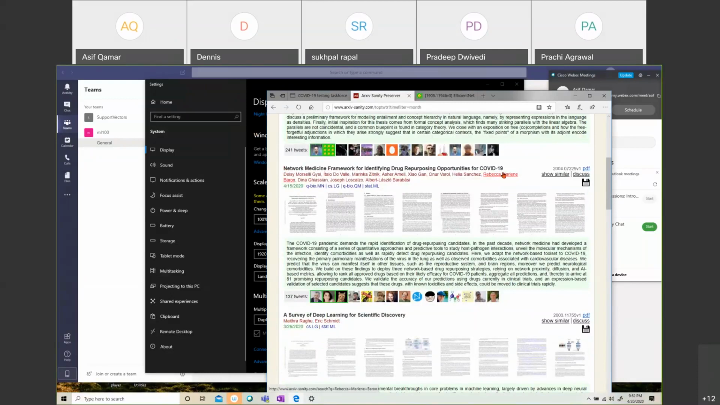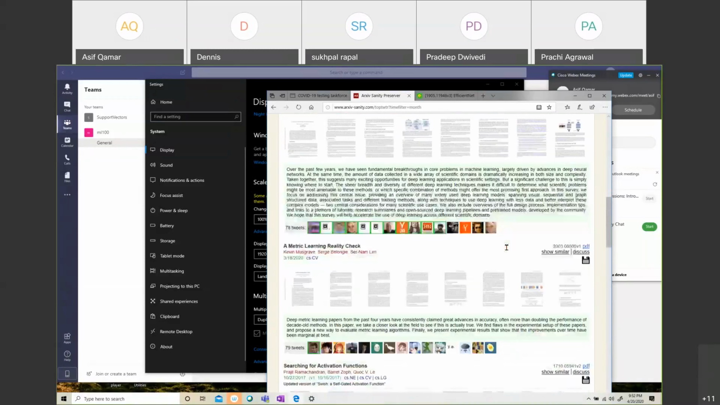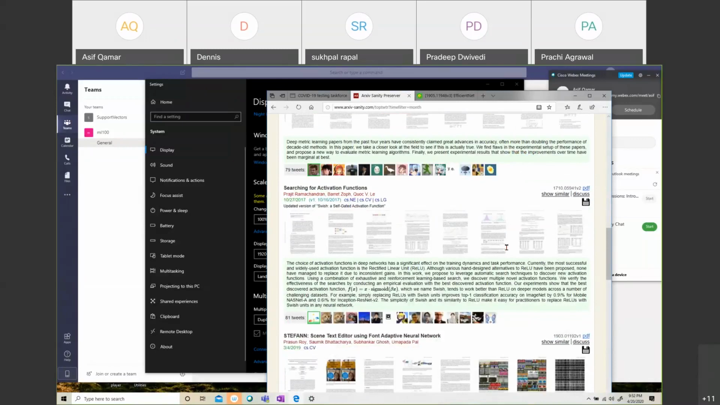This is now literally about COVID, right? Neural network for identifying drugs, and so forth, for COVID. So that is that, guys. And that's how you go and find the research papers for all this.